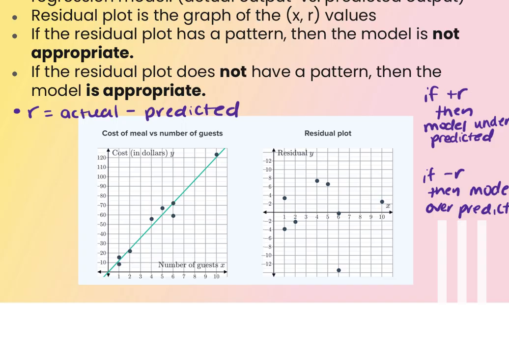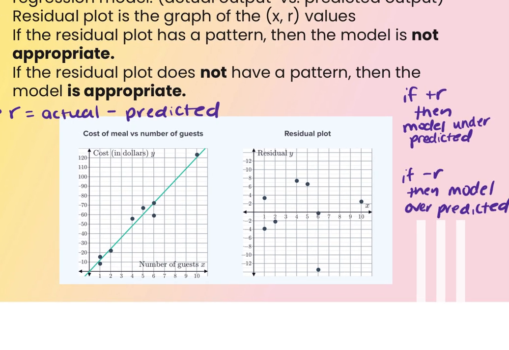Does that make sense? So you have to be able to determine an R value on both of these types. Would it be positive? Would it be negative? At 10, the model under-predicted it. At 4, the model under-predicted it. So think about, where's your line? Is your line under the dot or is your line above the dot? If the line's under, it was an under-prediction. If the line's above, it's an over-prediction.